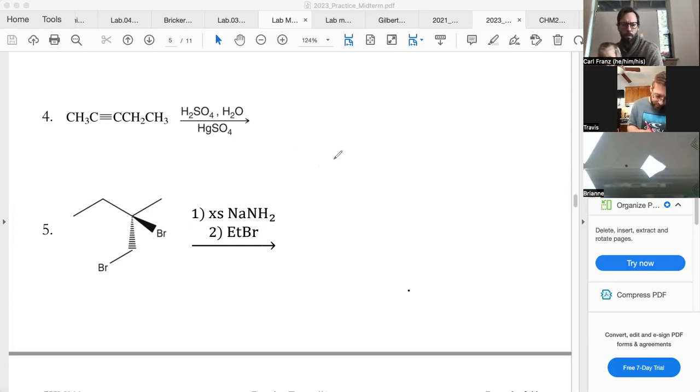So what is this going to look like? We have 1, 2, 3, 4, 5. And the double bond is right here. Okay, so I'm just taking that and turning it into a skeletal structure. Yeah, that's what I did with mine. Okay. And we're going to end up, because it's an alkyne, we're going to end up putting an alcohol on there and creating ketones.